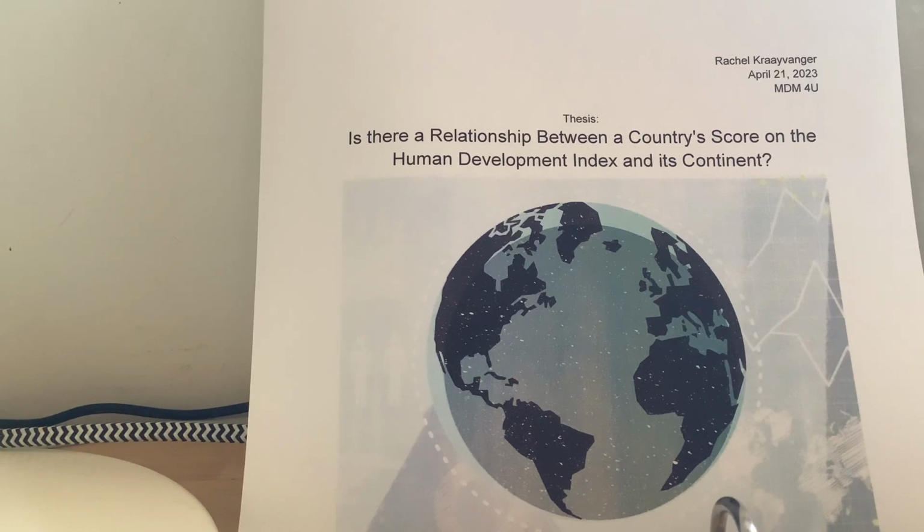Based on the data described in the analysis section, we can conclude that there is a strong correlation between a country's HDI score and the continent that it belongs to. In other words, countries in the same continent more or less have similar scores on the Human Development Index. This conclusion aligns with what was hypothesized at the beginning of the study.